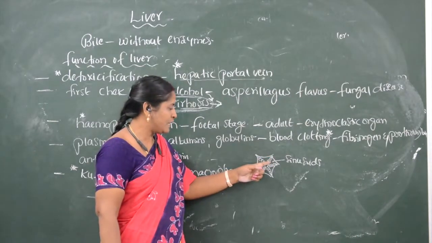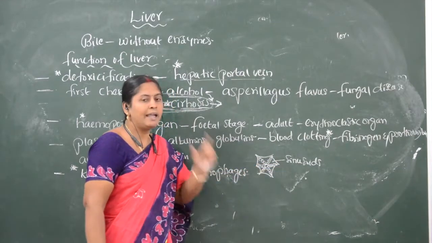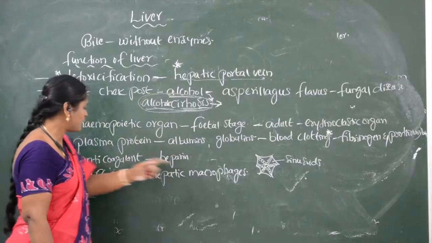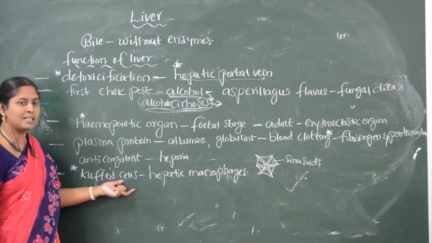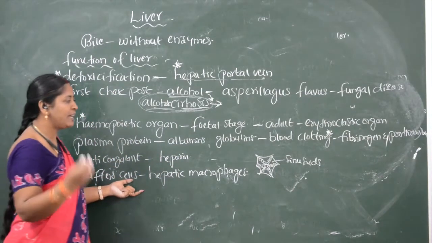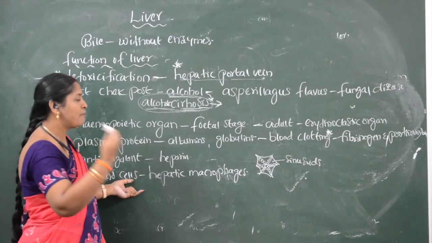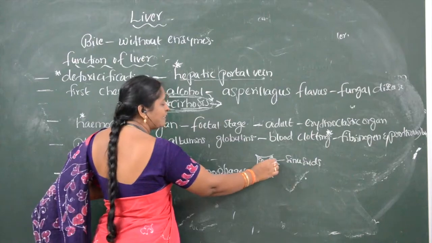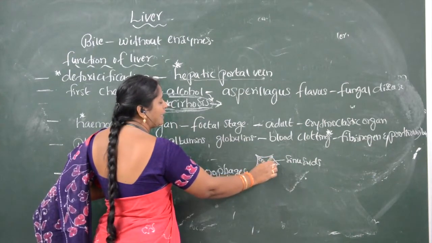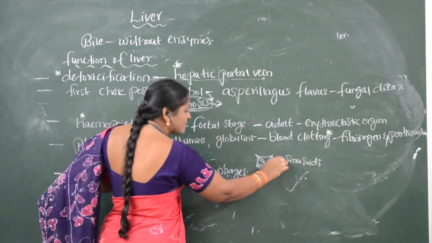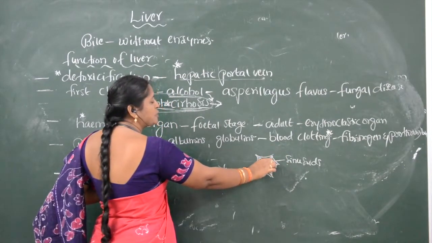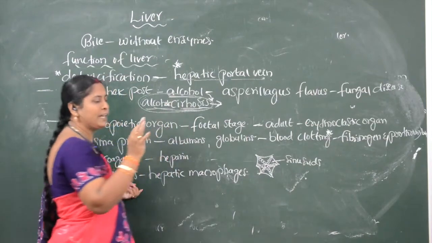In that space, the sinusoid, special cells are present in the liver. These special cells are called Kupffer cells. Where are Kupffer cells present? Kupffer cells are present between the hepatic cords, in the sinusoid. Sinusoid is the space present between the hepatic cords.